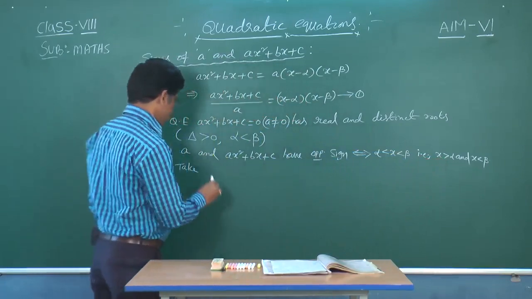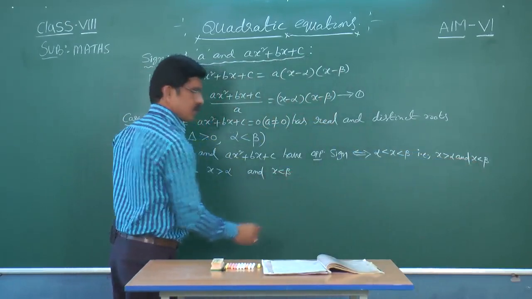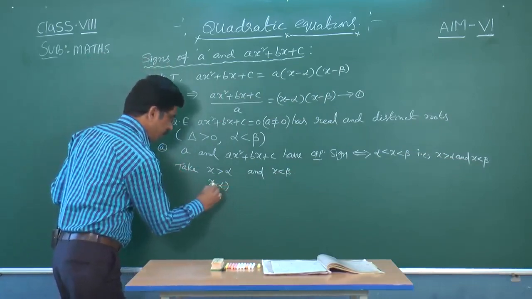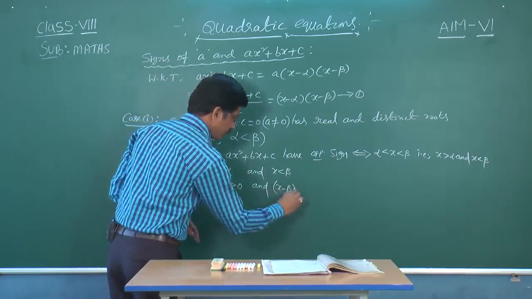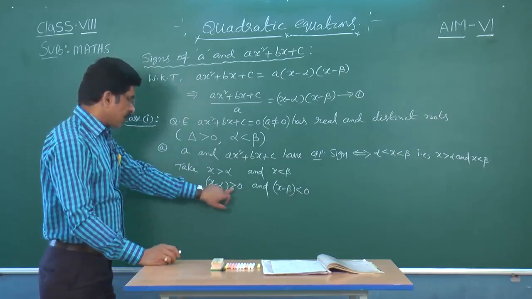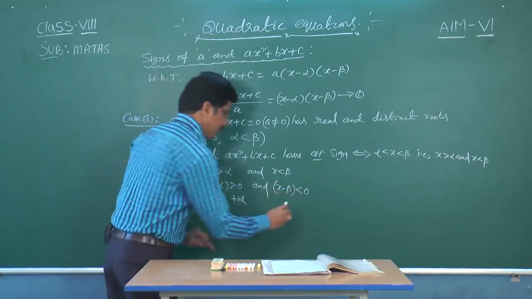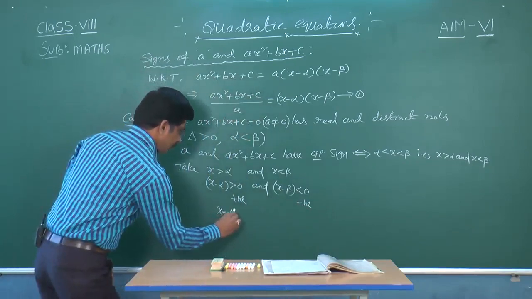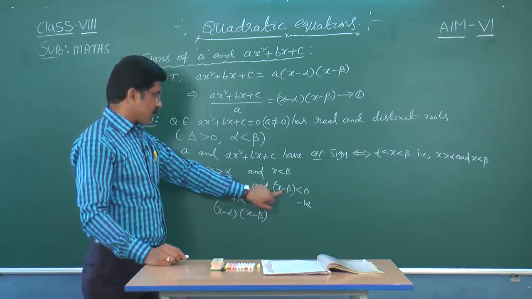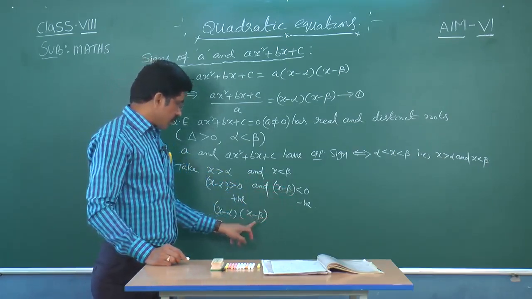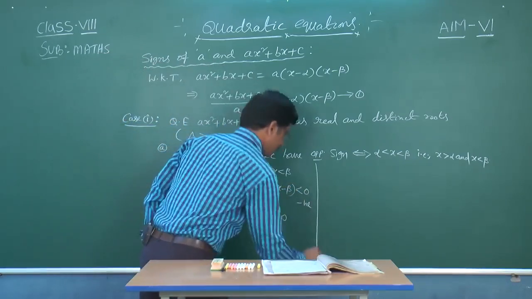Take x greater than alpha and x less than beta. x greater than alpha is x minus alpha greater than 0, nothing but positive, and x less than beta is x minus beta less than 0, nothing but negative. So the product of x minus alpha and x minus beta is positive into negative, which is negative.